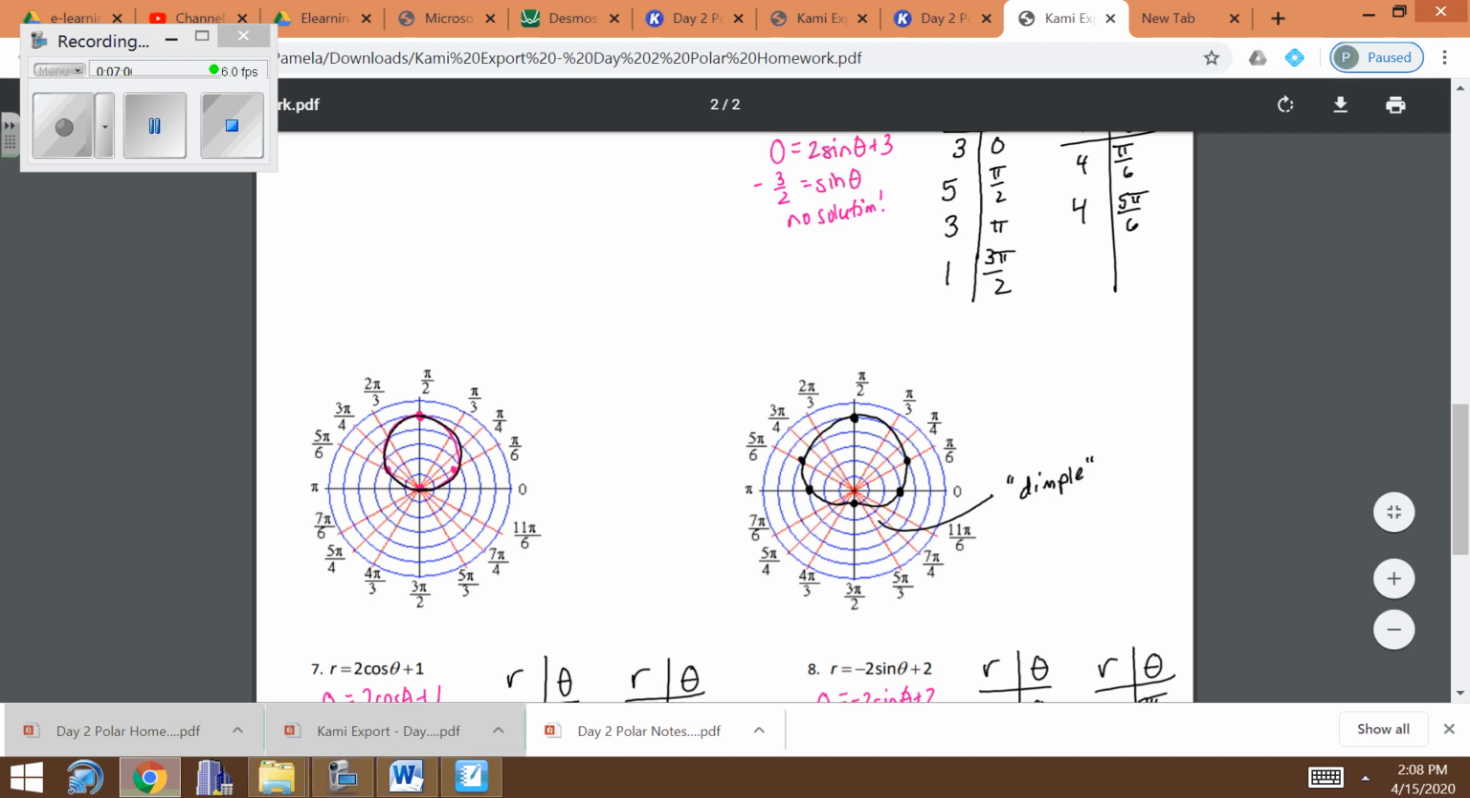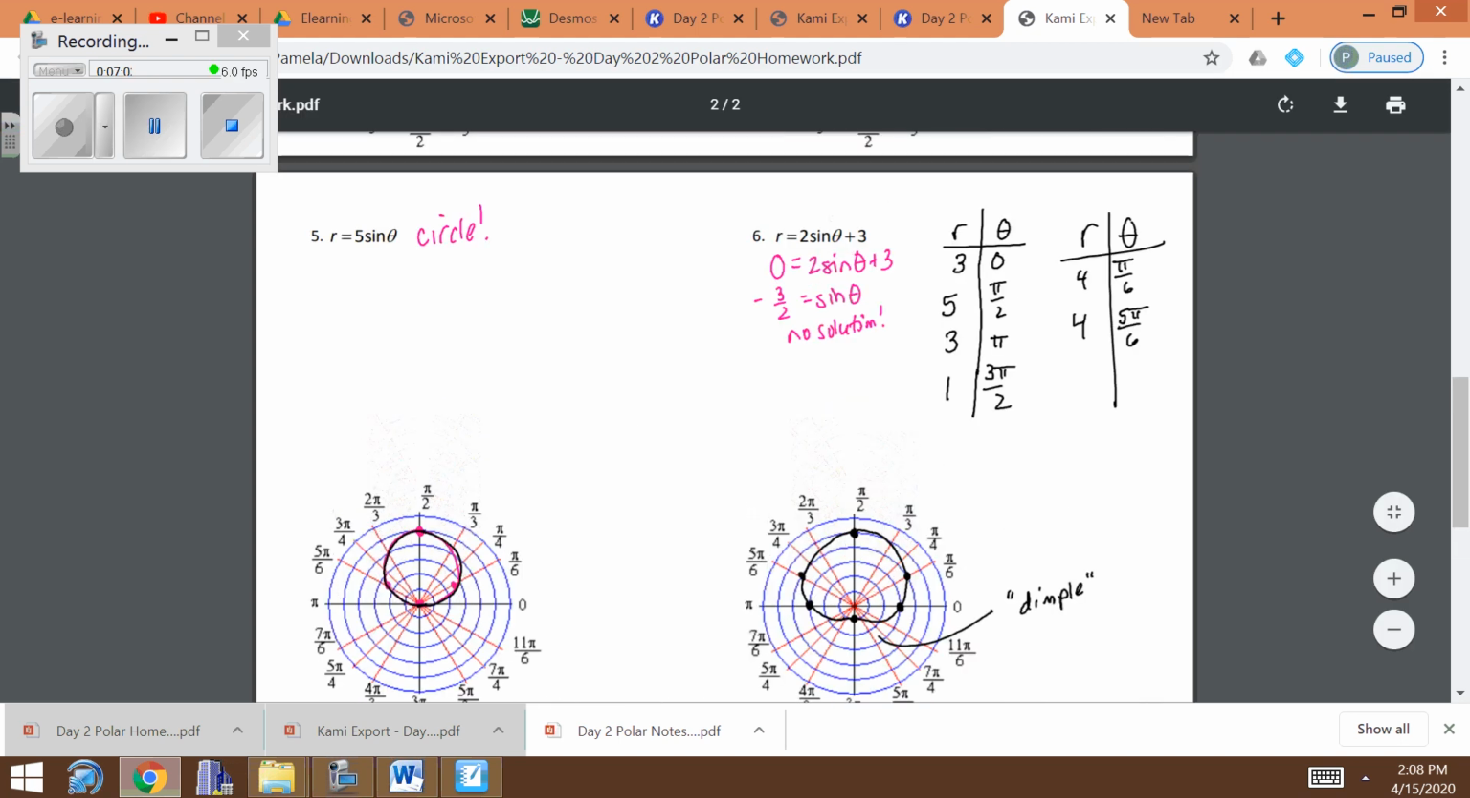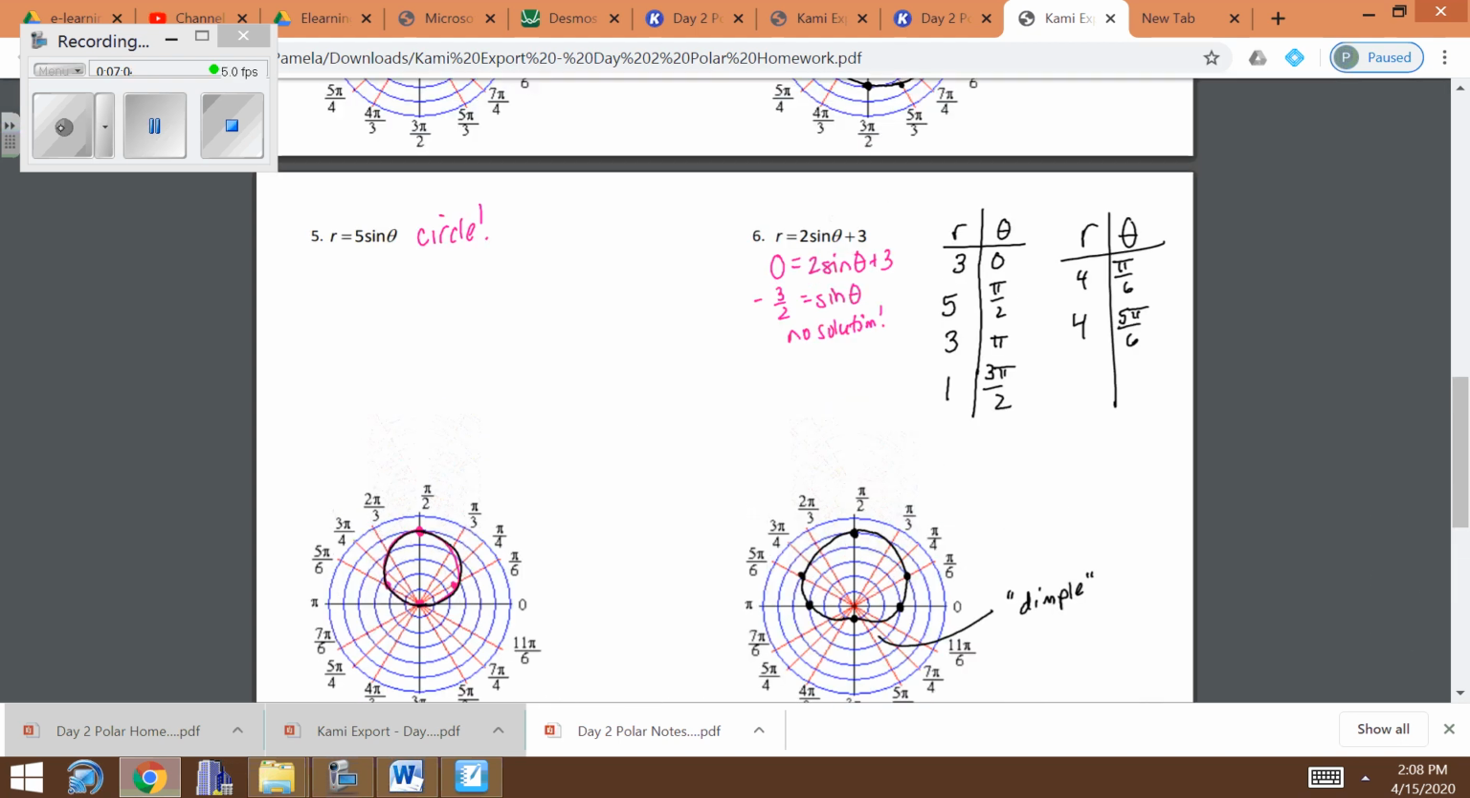I noticed right away that this one is going to be a circle because it didn't have any plus or minus value afterwards. Again, if it's sine, it's going to be symmetric to our vertical axis. The 5, that's going to put it the furthest distance away from our pole. That's our diameter of this circle here. And again, I did it in my head, thinking through the 0, the pi over 2, the pi, and the 3 pi over 2 values right there.